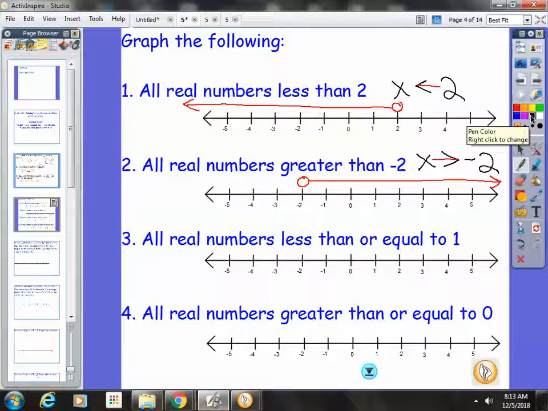Number 3 says all real numbers less than or equal to 1. All real numbers that are less than or equal to 1. X is less than or equal to 1. With that symbol less than or equal to, would we use an open or a closed circle? A closed circle. So at 1, please put a closed circle. What direction am I going to draw my graph to show all the numbers that are less than or equal to 1? The left is correct. And again, I can make an arrow out of that inequality symbol.